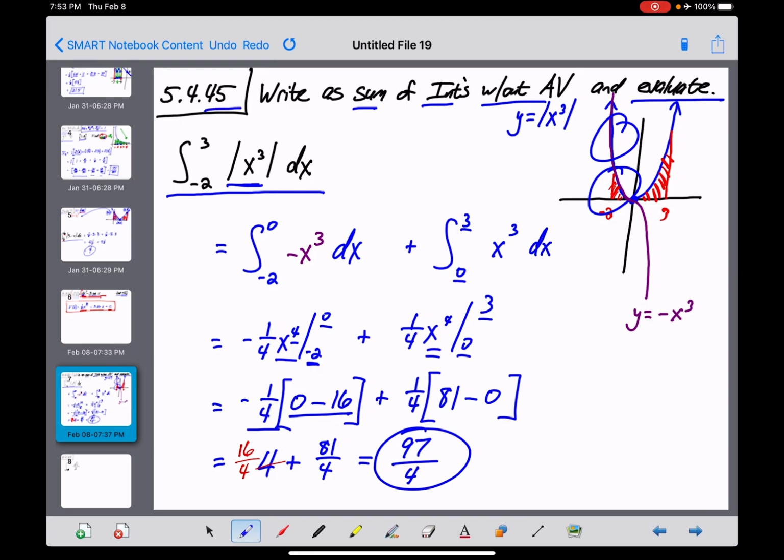So it is possible to do a definite integral by hand when there's absolute value involved. You just have to make sure that you split it up carefully at wherever the vertex, or wherever this thing changes direction, which in our case right here was 0. But then you have to realize that the equation changes on each side. It was y equals x cubed over here on the right, but it was y equals negative x cubed over here on the left.